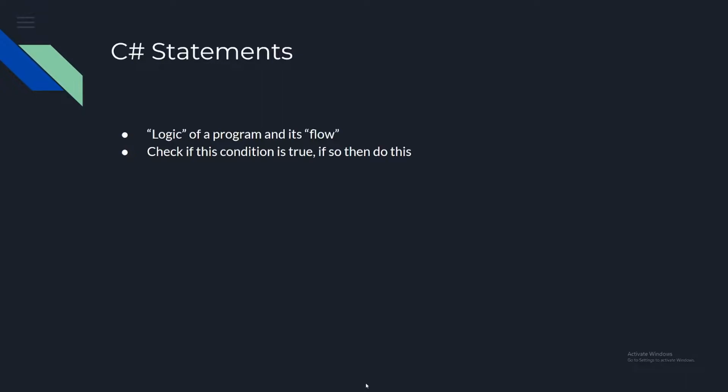So a C# statement is a piece of code that controls the logic of a program and its flow. Generally, it checks if a condition is true, or it can also check if a condition is false, and if so, it will do that code.